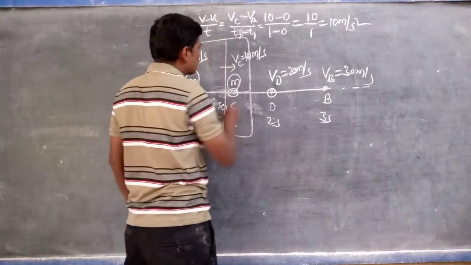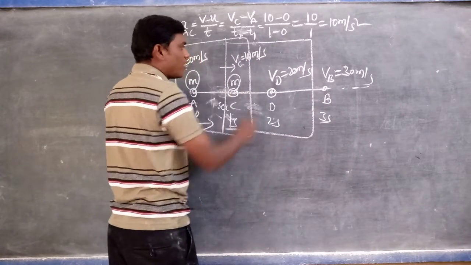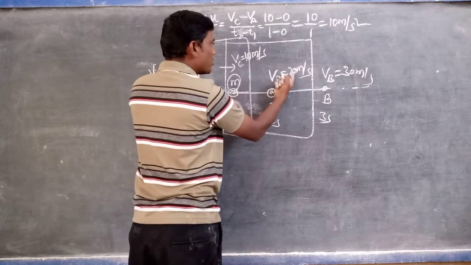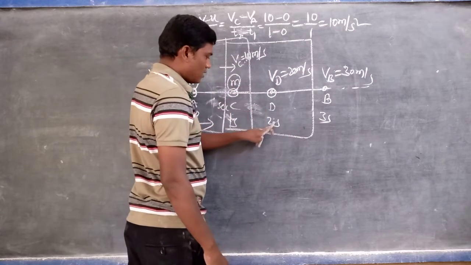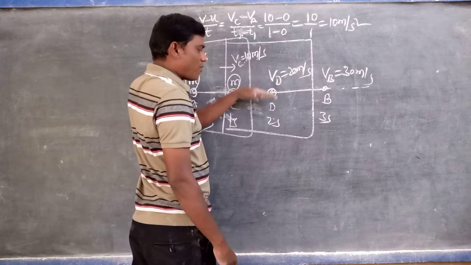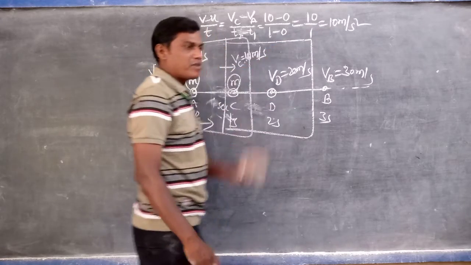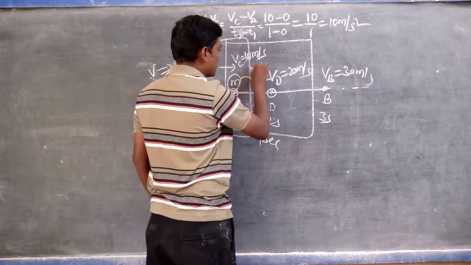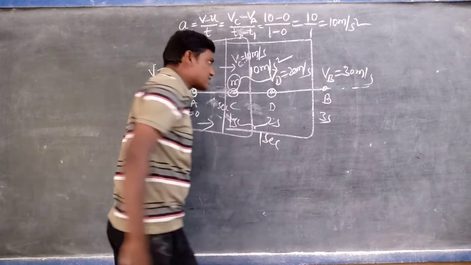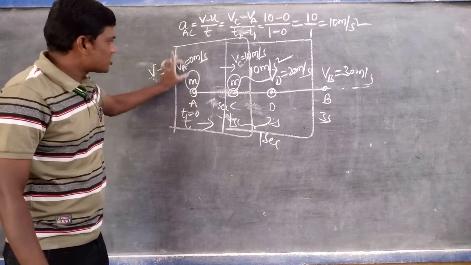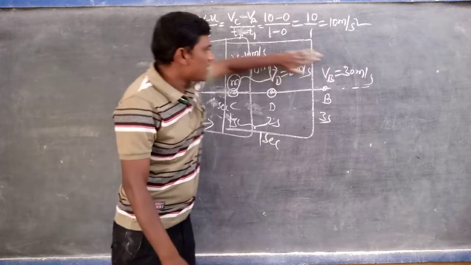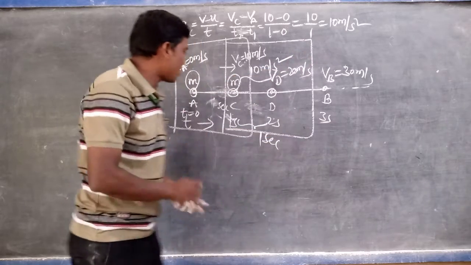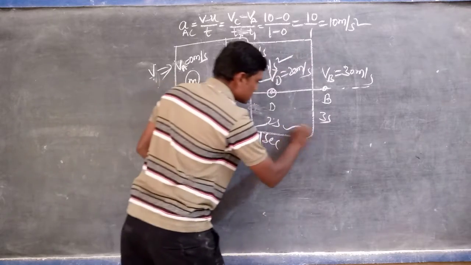Next, consider these 2 points. V of D is 20, V of C is 10. So 20 minus 10 is 10, and 2 minus 1 is 1. That's why 10 upon 1 is 10 meters per second square. What is the difference? 10 meters per second square. Here we observe that the change in velocity is 10, 10, 10, so the change in velocity is equal in equal intervals of time, 1 second each.